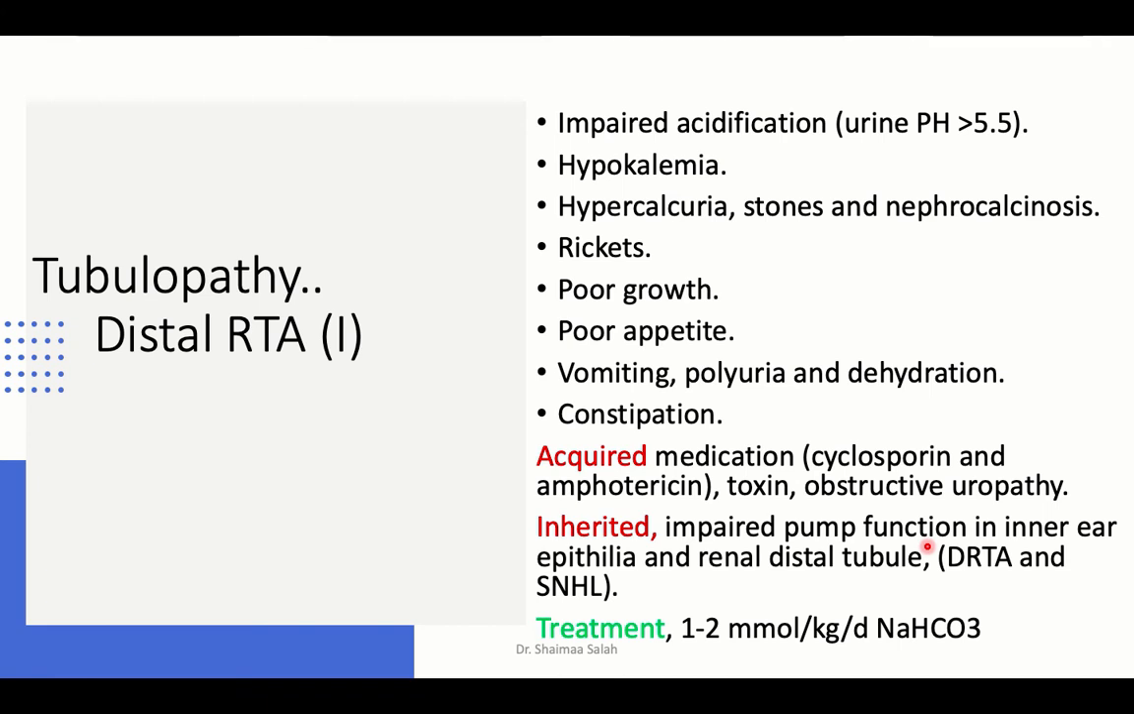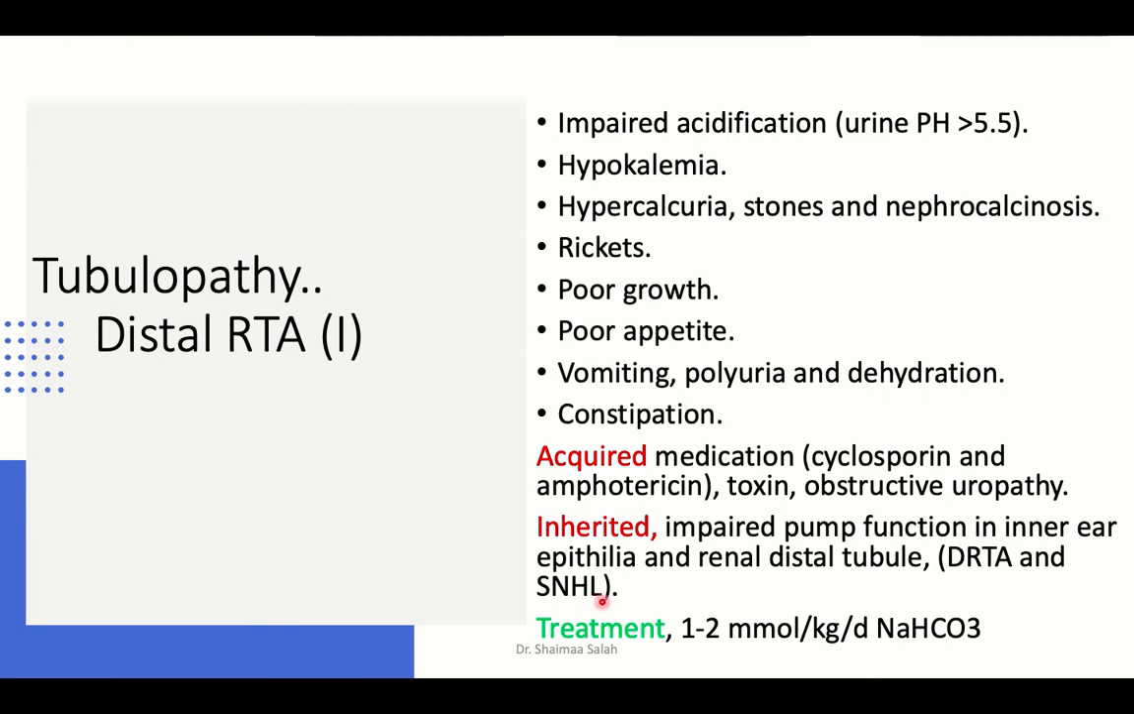Okay, so remember, you have association of sensorineural hearing loss with thyroiditis in Pendred syndrome. You have association of sensorineural hearing loss with nephritis in Alport syndrome, and now you have another association of sensorineural hearing loss with distal RTA. All are caused by hereditary mutations.